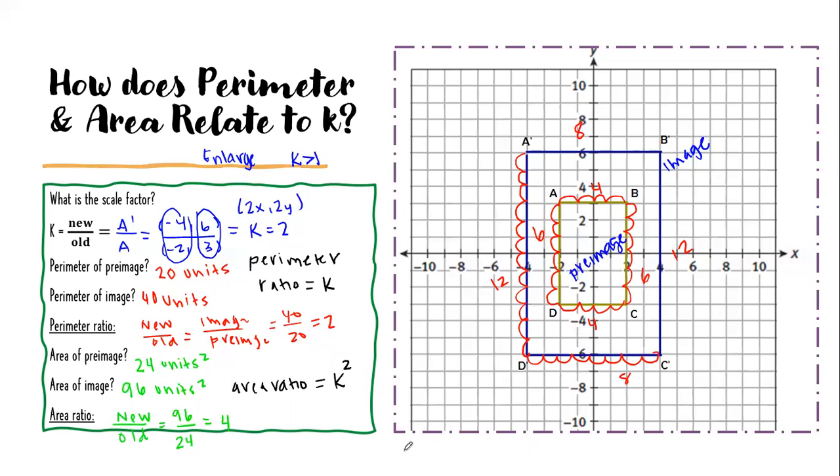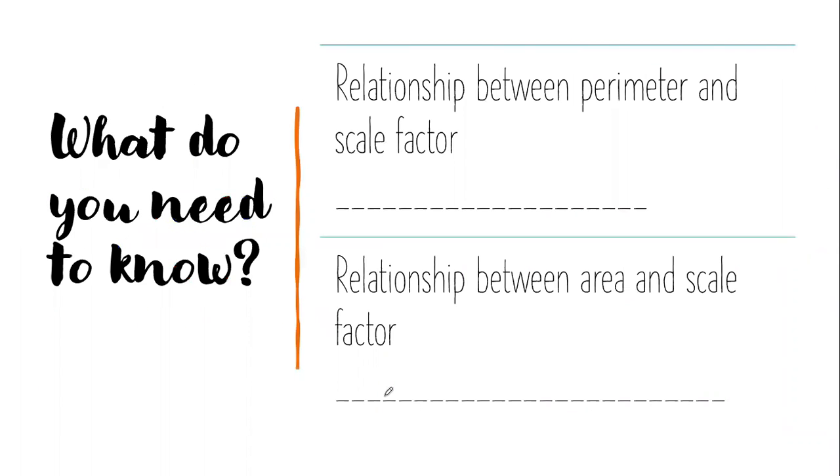Oh, so we just find the coordinate from the prime image and the image, and then you write it, and then that gives you K. And then from the image and the pre-image, and then from the area. So yeah, it's just a connection. How do perimeter and area relate to K? That's all we're kind of discovering right now.